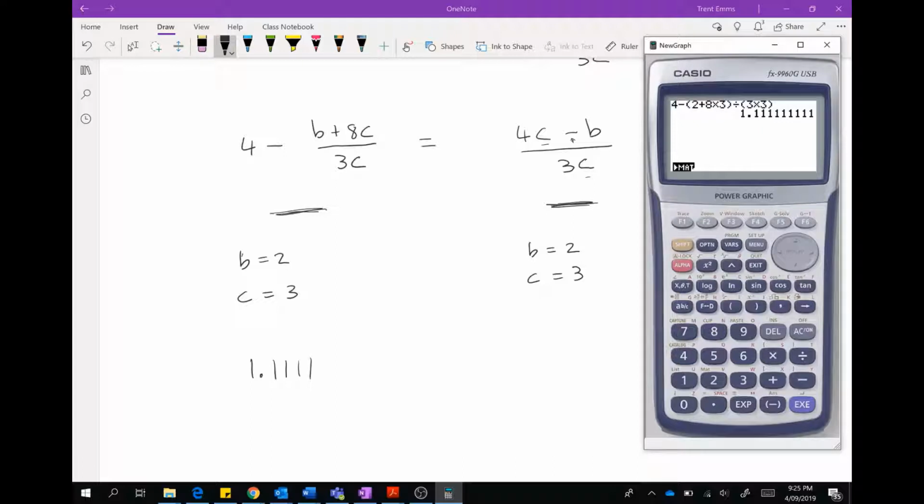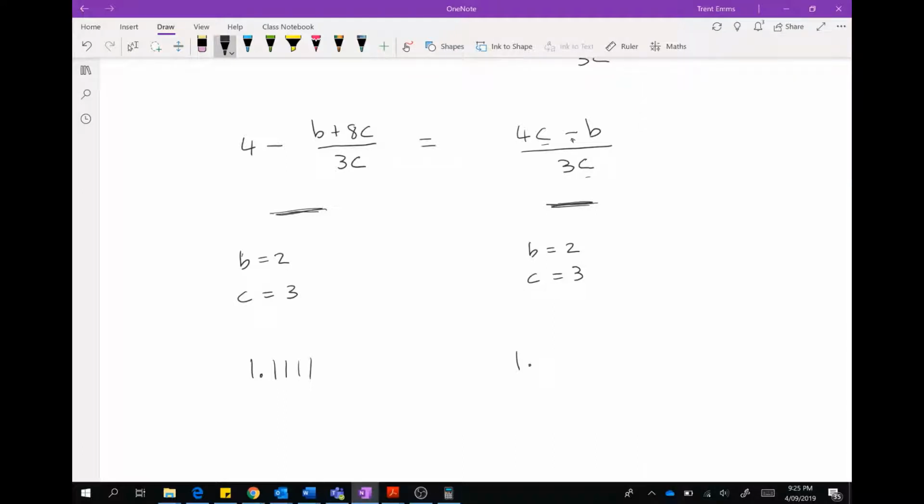Checking the right, we've got 4 lots of c, which we've called 3, minus b, which we've called 2, and all of that's divided by 3 lots of c, which is 3, and we get the exact same answer, so we know it's correct. So again, this is just a check at the end to make sure you're correct. This here will get you your mark, and that's worth a merit.